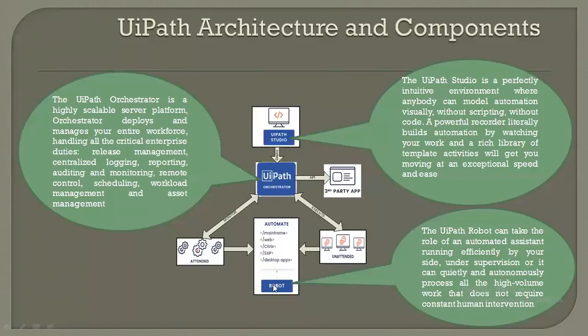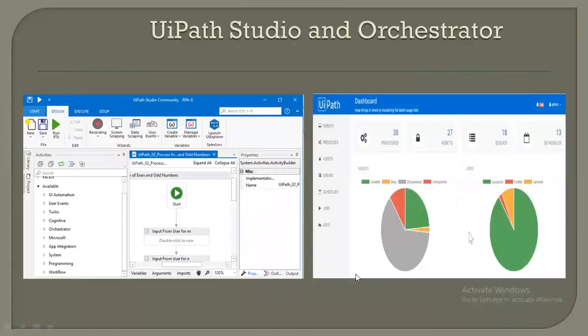Okay, and if we talk about the robot, there are two kinds of robots. One is attended, and the second one is unattended. Attended is basically just to monitor the jobs and process, and the unattended robot is basically to execute the process. Okay, so these are the high-level components of UiPath here, and I just kept two things here.